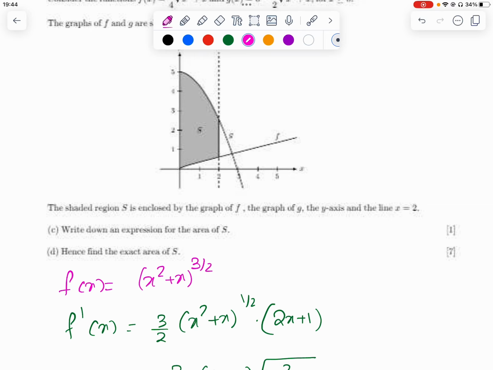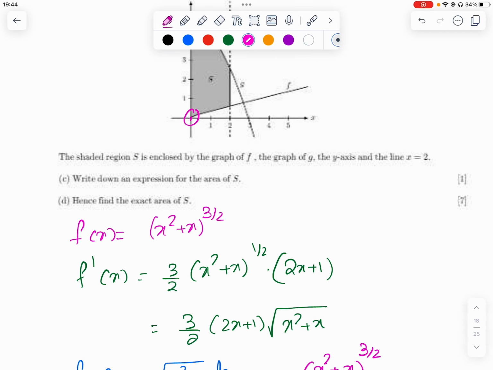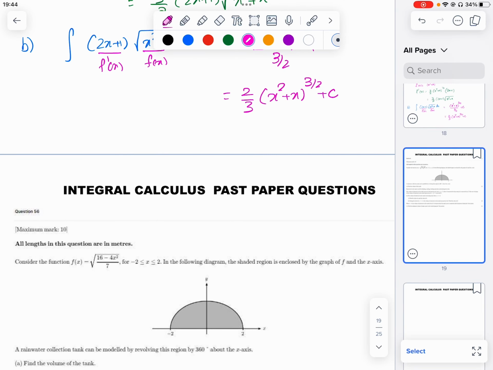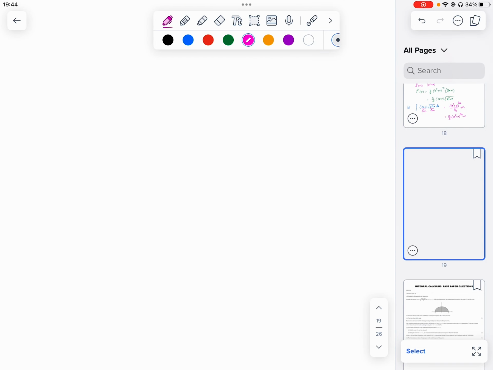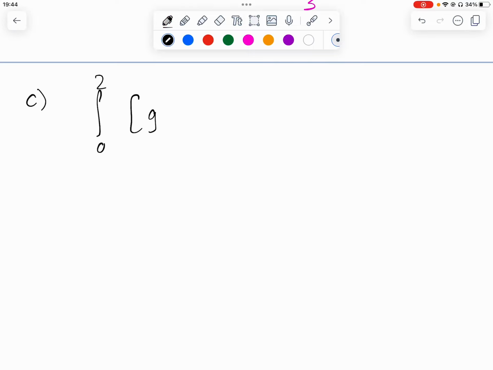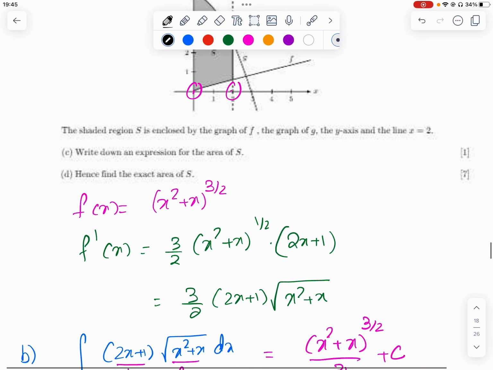Integral of upper curve minus lower curve. From the point of intersection, 0 and 2 is going to be the point of intersection. So, part C, integral 0 to 2, g of x is the upper curve minus lower curve is f of x. Then he is asking, find the exact area of S.